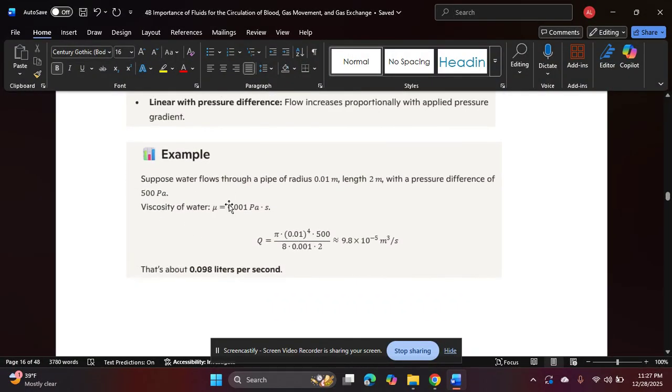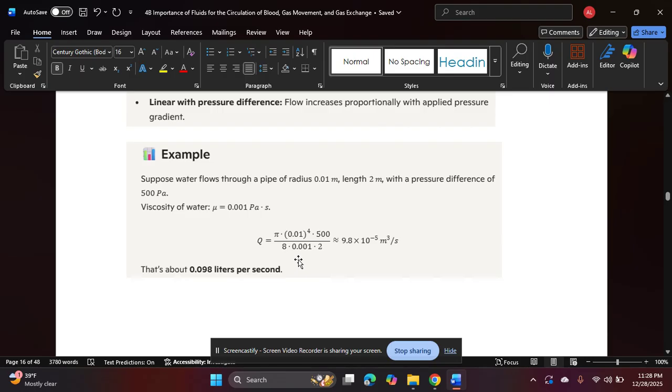Suppose water flows through a pipe of radius 0.01 meter, length 2 meters, with a pressure difference of 500 pascals. The viscosity of water mu equals 0.001 pascal-seconds, right? So Q is equal to pi times radius raised to 4, times 500.